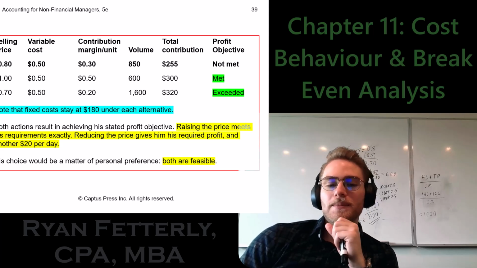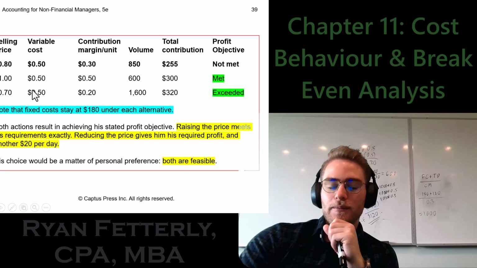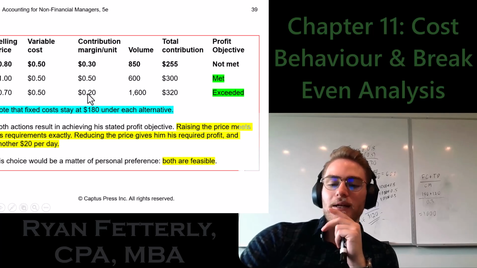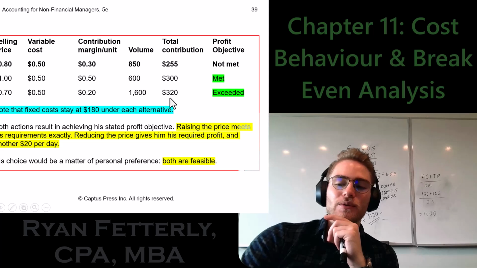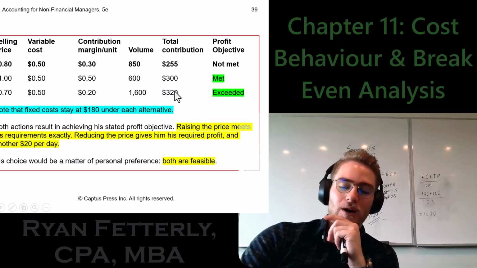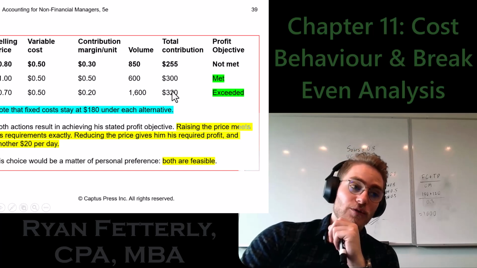But if we drop to 70 cents, our selling price drops to 70 cents, sorry, our contribution margin is going to drop to 20 cents per unit, right? Multiply 20 cents by 1,600 units of sales, our contribution margin increases to 320. Take off the fixed cost of 180, right? Now we have a profit of 140, right?